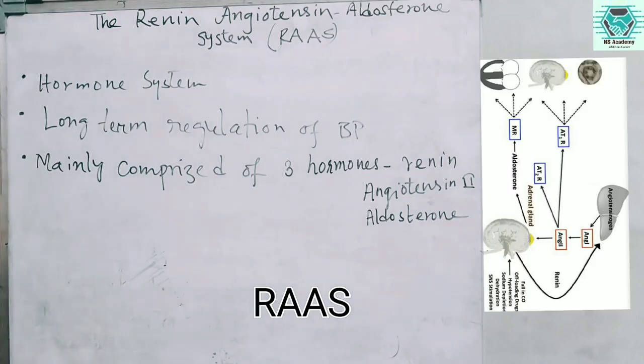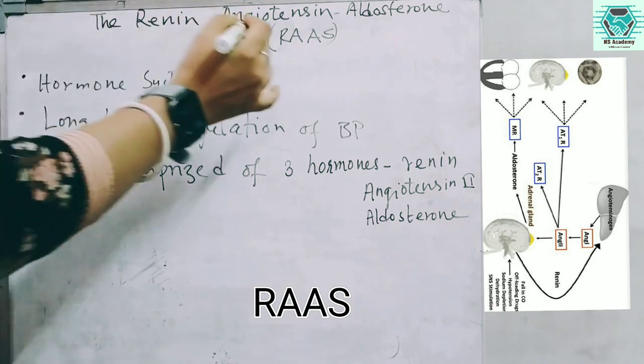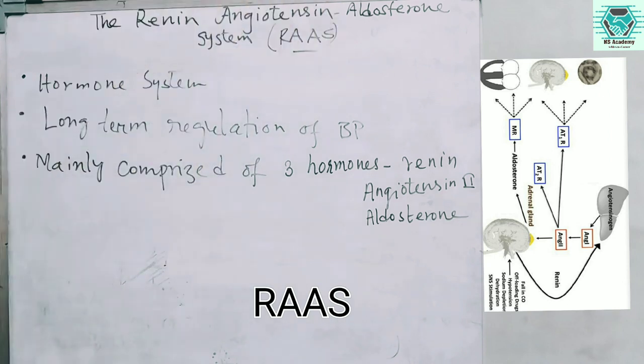Today our topic is the renin angiotensin aldosterone system, that is RAS. In our previous video regarding the regulation of blood pressure, I went through the short-term regulations through the baroreceptors and chemoreceptors. Today I discuss the long-term regulation of blood pressure, which is via the renal fluid mechanism, the renin angiotensin system and aldosterone system.